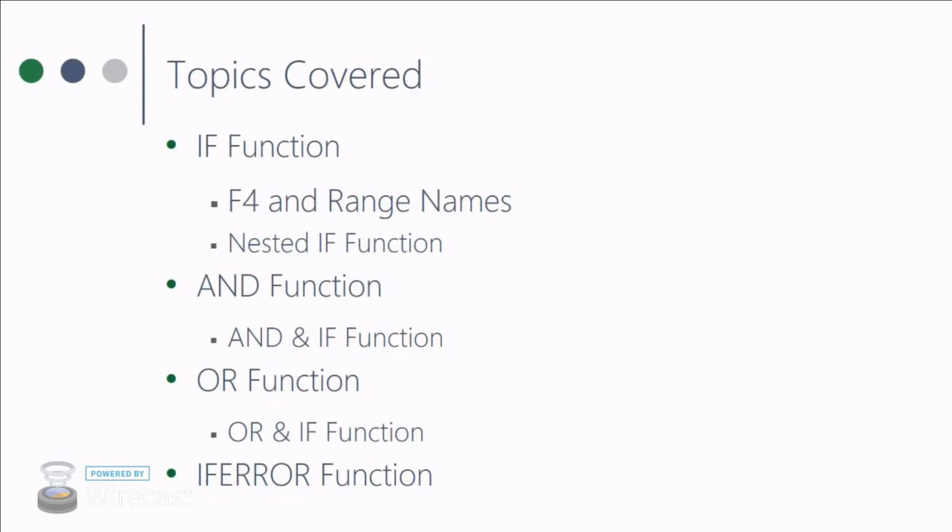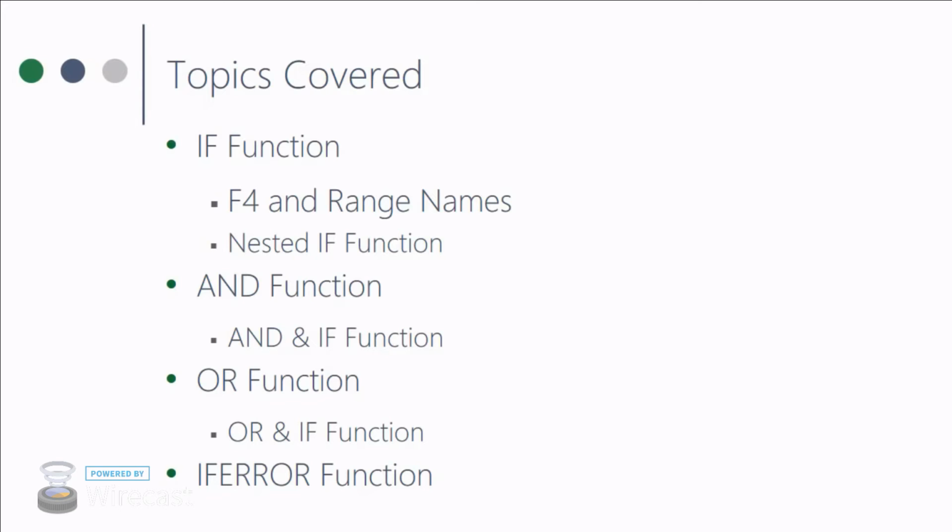One of the things that you're going to find in several of the examples that I'm going to be using today is we're going to need to know about the F4 function key, or we're going to at least need to know about range names. So range names is a way of naming a cell location, whether it's many cells or one cell, and we can use that in a formula.